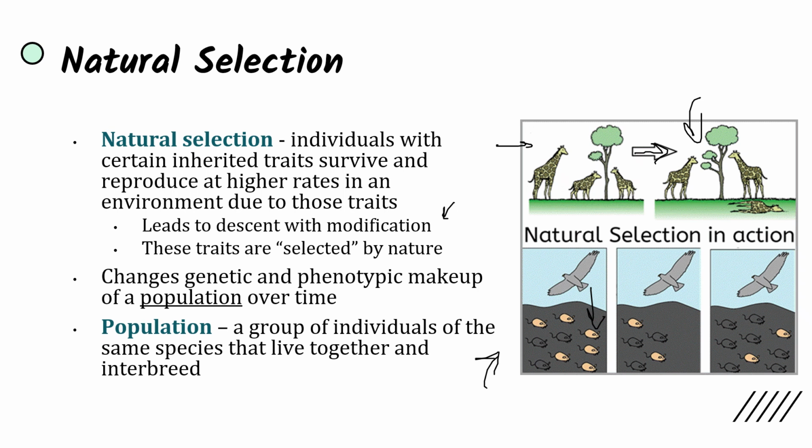And so natural selection will change the genetic and phenotypic, so both the genes and the outward appearance, of a population over time. Individuals do not evolve, populations evolve. So the group of individuals over time will have a change in the overall genetic makeup. And a population is a group of individuals of the same species that live together and interbreed.